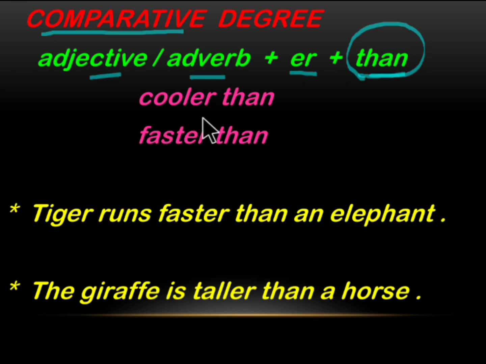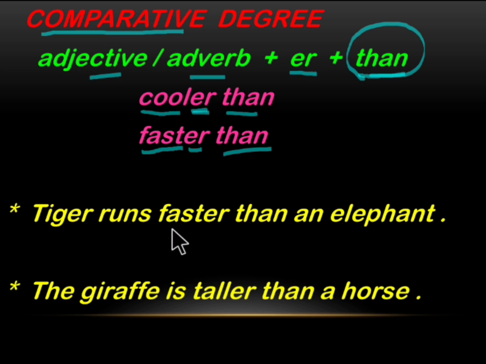So cooler, so cool is an adjective. We use this er form, and then we have used than. Cooler than what? Something. Next, faster. This fast is an adverb. So we have used er. Faster than something. Let us see this in a sentence. Tiger runs faster than an elephant.